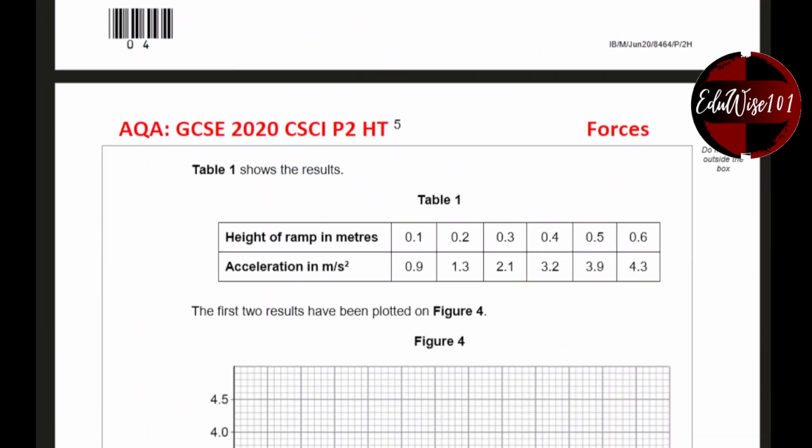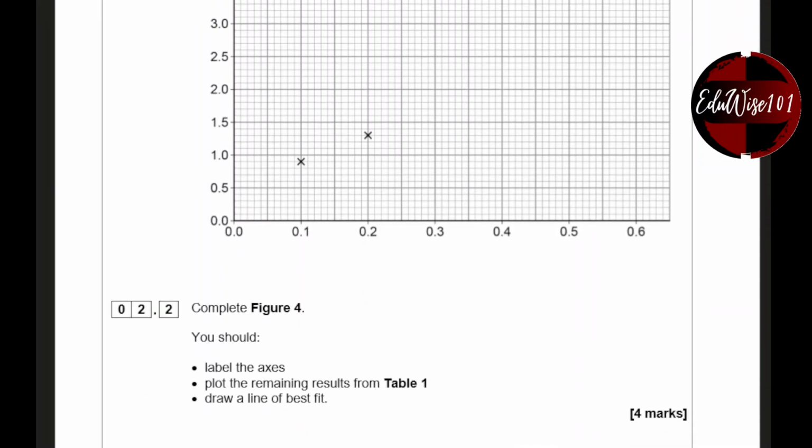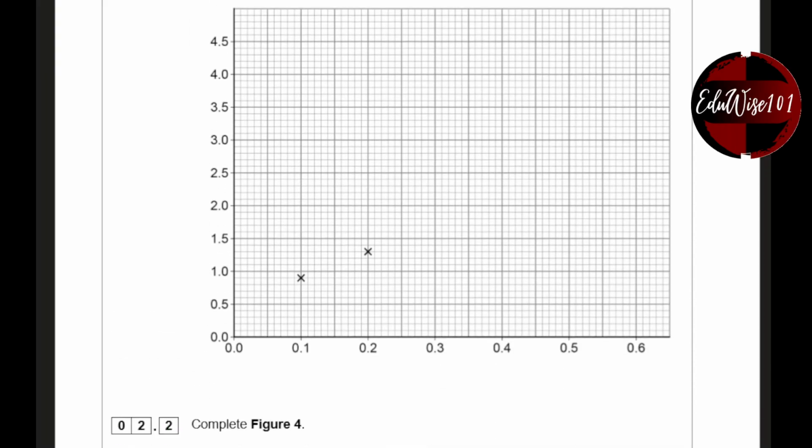Next part, table 1 shows the results. So here you have the height of ramp in meters, going up in 10 centimeters, 0.1, 0.2, 0.3, 0.4, 0.5, and 0.6. And you've got the acceleration given as well in the next row. In figure 2, the first two results have been plotted. Complete figure 2. You should label the axis, plot the remaining results from table 1, and draw a line of best fit. So let's label the axis.